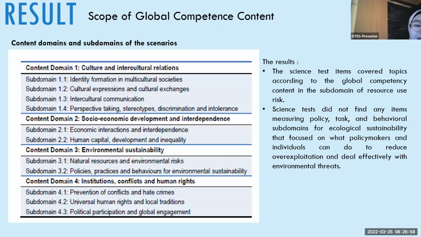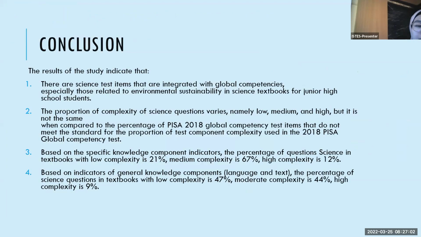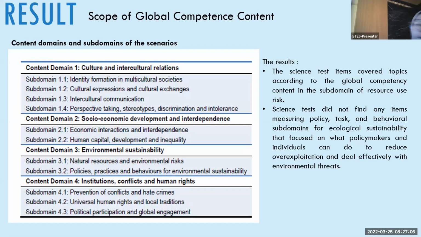Okay, about the last data, about the scope of global competency content, we can see in this table, which I got from the PISA Framework, there are 4 domains of global competency, but we just focus on the third domain, environmental sustainability, because this domain is in accordance with science, especially in junior high school in Indonesia. So we try to analyze the science test items to see the scope of this domain in the test items, and the results show that the science test items cover topics according to the global competency content in the subdomain of resource use rate. So they just cover natural resources and environmental risk.